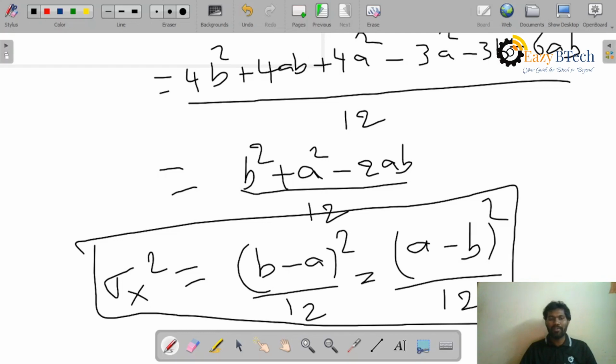This is the way we have to find out anything. Whatever may be the random variable, you can find out the mean value and second order moment. From that you can calculate the variance value.